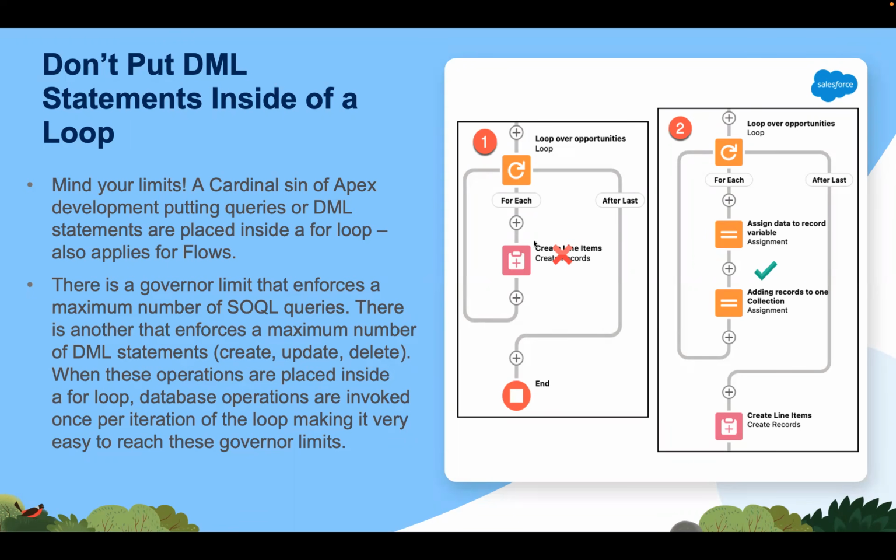So here, if you have 5 records, we are using 5 DML statements, whereas here we are only using one DML statement to create all opportunity line items. This approach will help you avoid some of the common governor limits that I mentioned earlier, DML statement 150 or SQL 101.